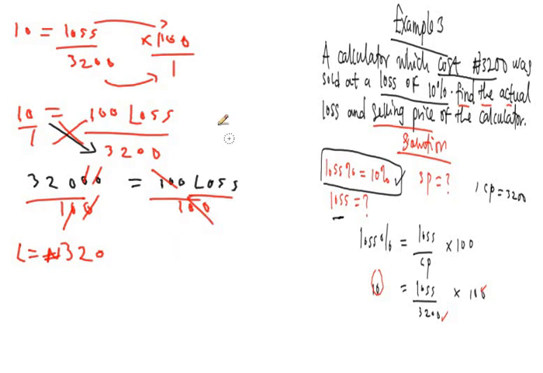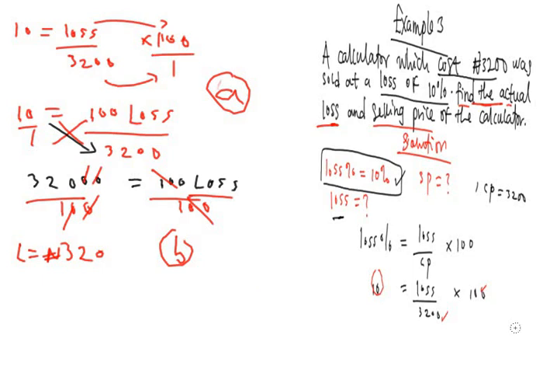That is not all. Remember, this is the first one. The second part, let me call this my A. Okay, and I have the B part. I'm also asked to look for what? Find the actual loss. I've looked for it, and the selling price.